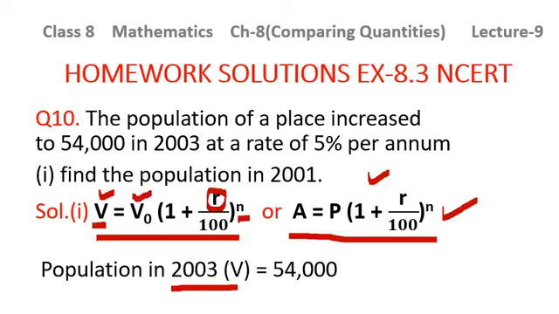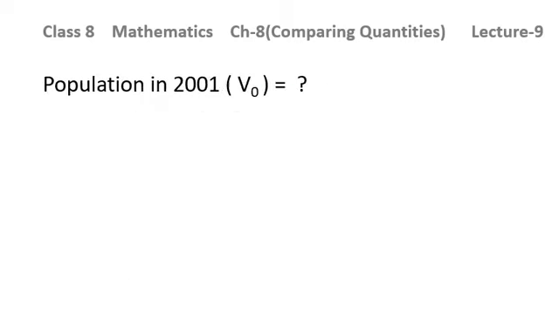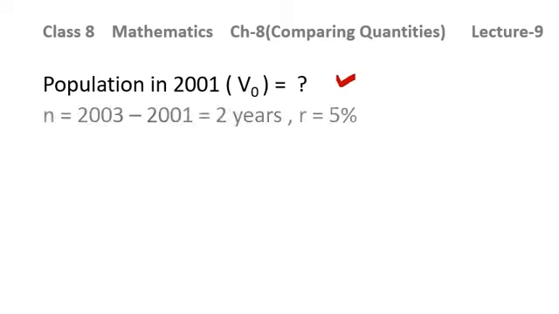Time is also given to you. So you are supposed to find out V naught in this first part. V is given to you as 54,000. Population in 2001, that is V naught, is unknown to us. Time from 2003 to 2001, a time gap of 2 years is there. So N is equal to 2 years. Rate is given to you as 5%.